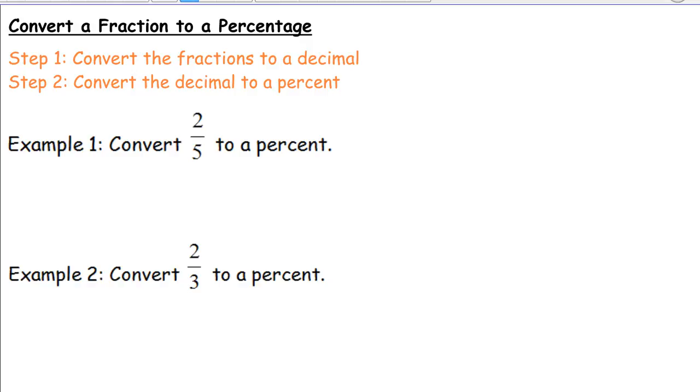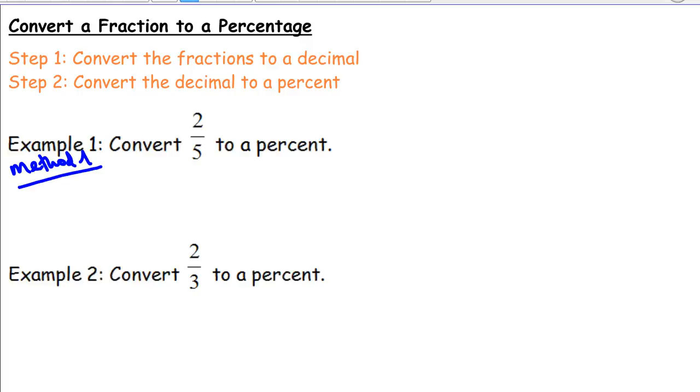Convert a fraction to a percentage. Now, there are 2 steps depending on the question that you have. Now, these are general steps, remember. Step 1, convert the fraction to a decimal. And then step 2, convert the decimal to a percentage. So, like I said, this is just a general method. So I'll call it method 1 for this particular example.